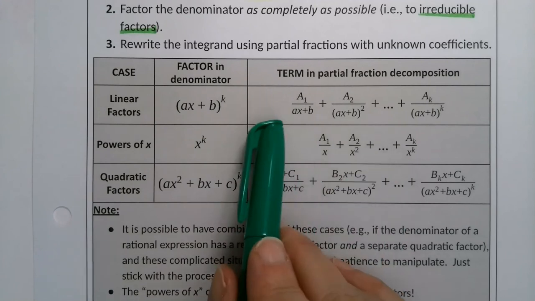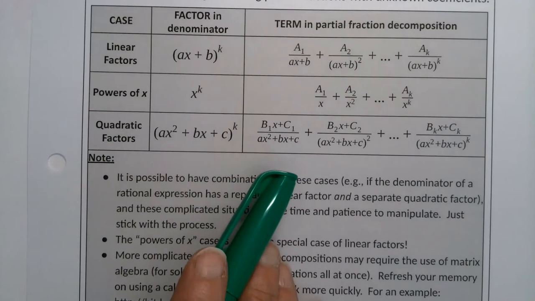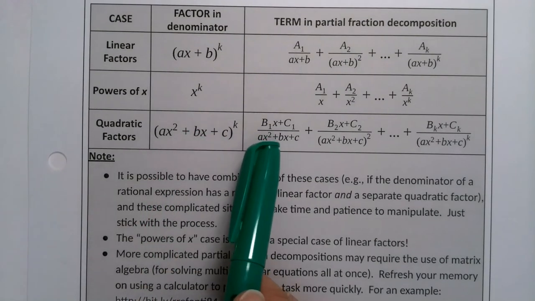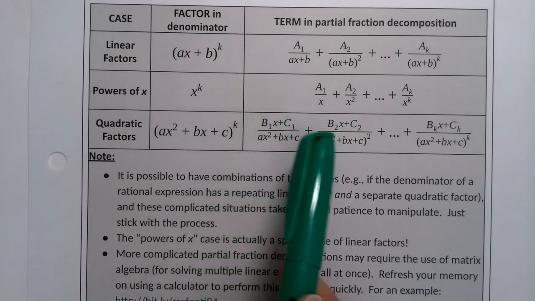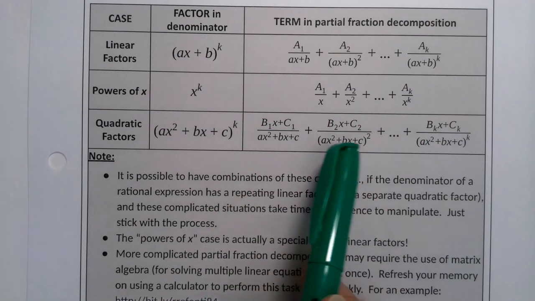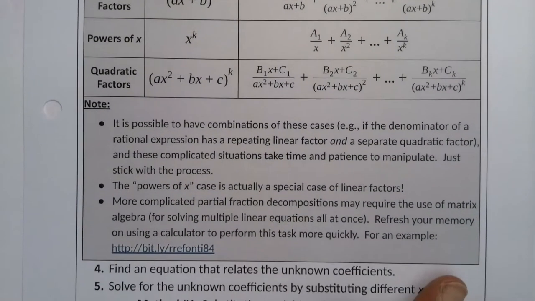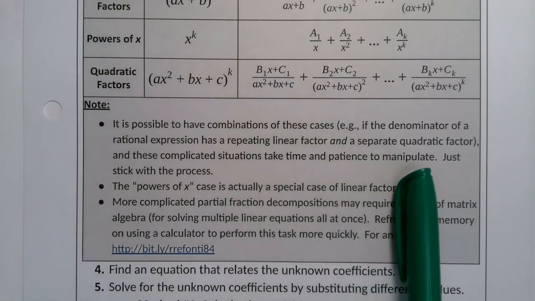This actually is the same example as up above. And then quadratic factors, you top them with linear factors. So if it's ax squared plus bx plus c, you have a bx plus c above it, right? And then another one, and then another one. And you keep going until you reach the highest power you have. It is possible to have combinations of those cases. That definitely will happen. If the denominator of the rational expression has a repeating linear factor and a separate quadratic factor, for example.